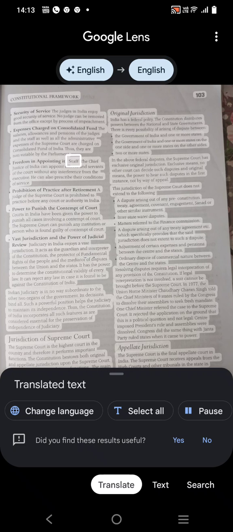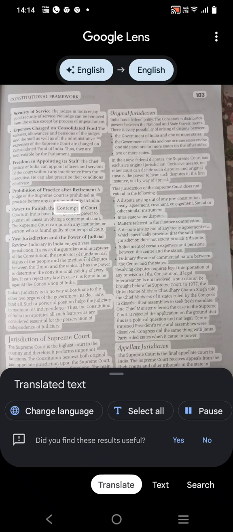Freedom in appointing its staff. The Chief Justice of India can appoint officers and servants of the court without any interference from the executive. He can also prescribe their conditions of service. Prohibition of practice after retirement. A retired judge of the Supreme Court is prohibited from pleading before any court or authority in India.